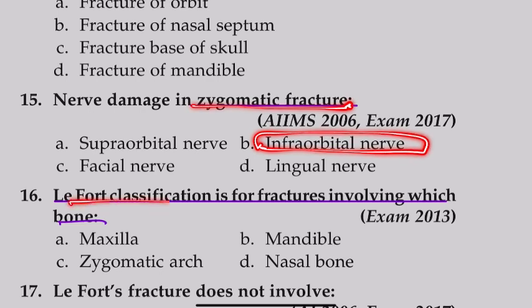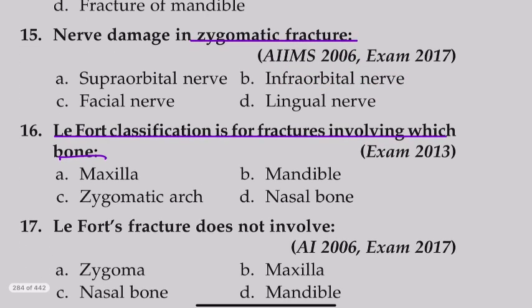Lefort classification is for fracture involving which bone? Okay, Lefort fracture, that is fracture of the maxilla, a common MCQ. Lefort fracture type 1, type 2, type 3 are present. Talking about type 1, the fracture will be above the nasal floor through the nasal septum, maxillary sinus and inferior part of the pterygoid plate.